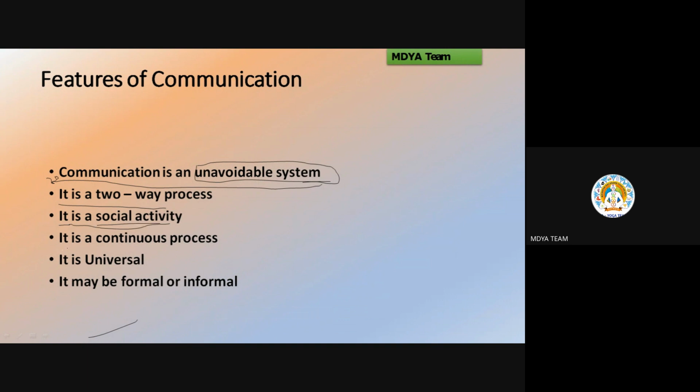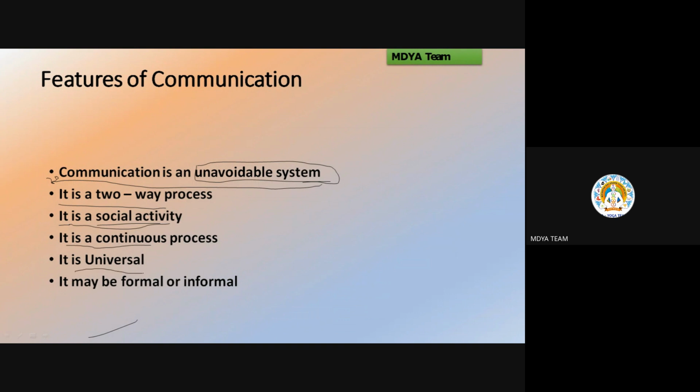It is a continuous process. Every time communication is happening, like when the sender sends the message, the receiver receives it, then the receiver sends the feedback, then the sender receives it, and again the process goes on. So it is a continuous process, always happening.